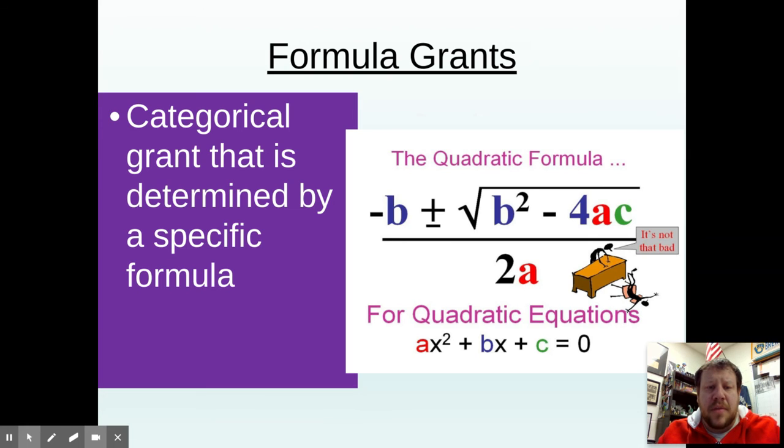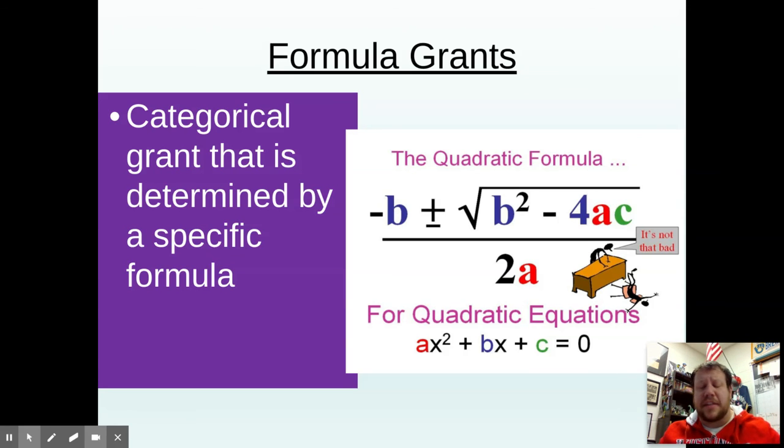A lot of times, different grants are given by formulas. The idea of formulas is that they figure out how much money you get based off what kind of stuff you're doing, how many people you have, that kind of thing. That is where the formula grants come in.